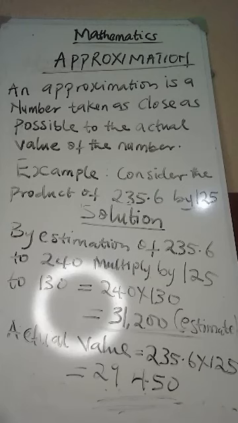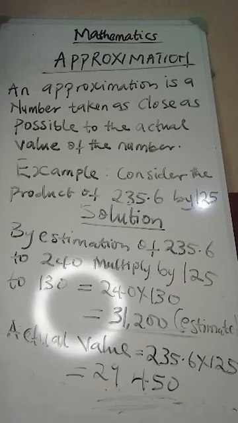Consider the product of 235.6 multiplied by 125. By estimation, we estimate 235.6 to be 240. We multiply by 125, which we approximated to 130. Now we multiply 240 times 130, which gives us 31,200 by estimate. An estimate is not the actual or real value. It is an assumed value.